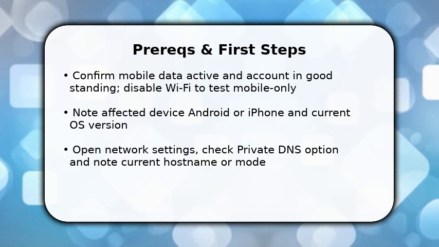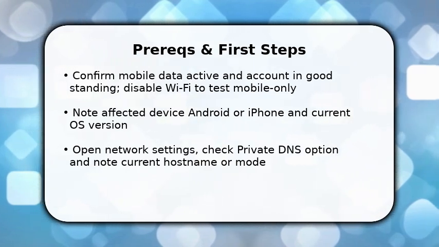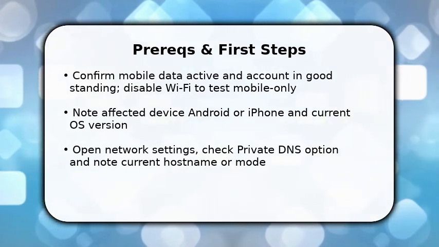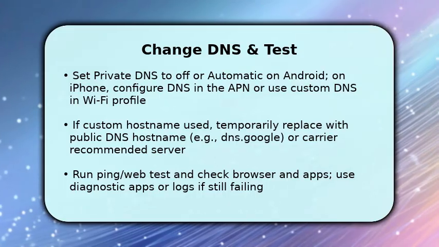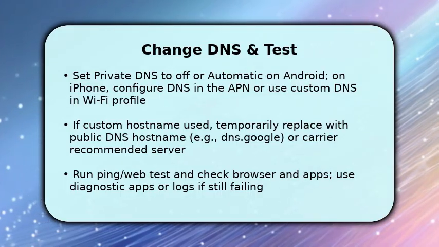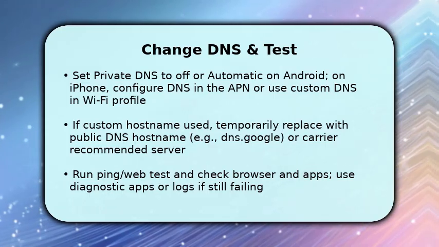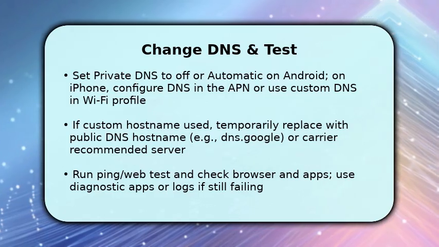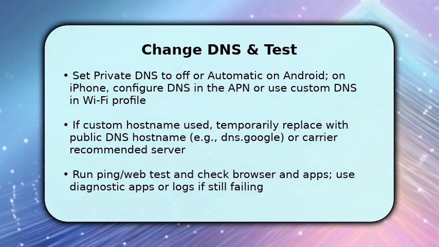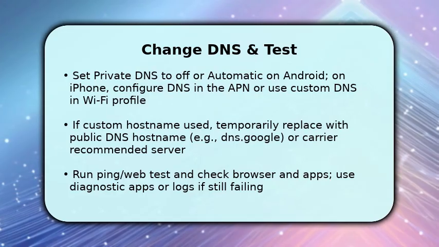Once you've noted the current setting, try switching private DNS off or back to automatic to remove a misconfigured hostname. On iPhone, adjust DNS/APN where applicable or use a mobile profile. If a custom hostname was present, replace it briefly with a known public DNS hostname such as DNS.Google or your carrier's DNS to verify connectivity.